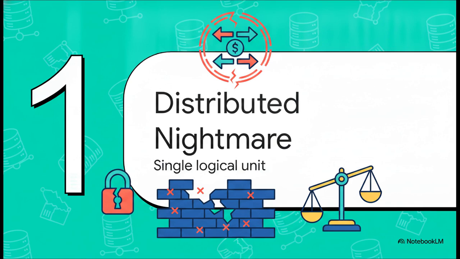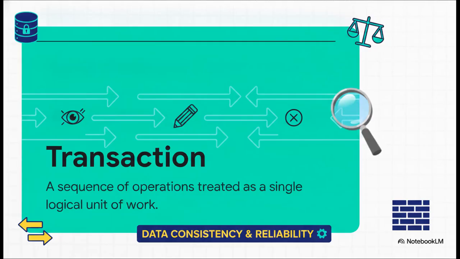All right, part 1, the distributed nightmare. Now, before we look at how to actually protect our data, we really need to nail down what a transaction even is. Because it's not just a single command. In database land, a transaction is a sequence of operations, reading, writing, updating, deleting, that are all bundled together and treated as one single indivisible logical unit of work.